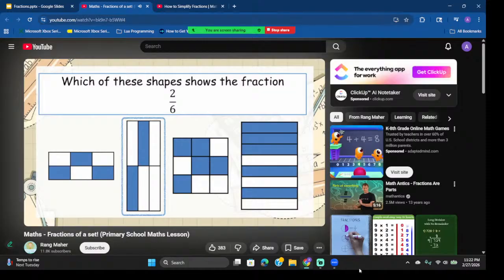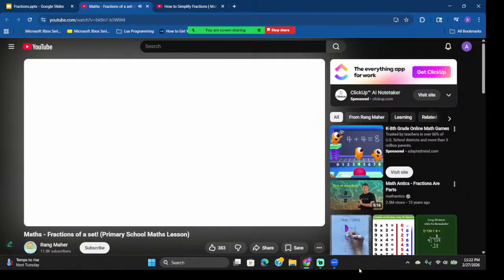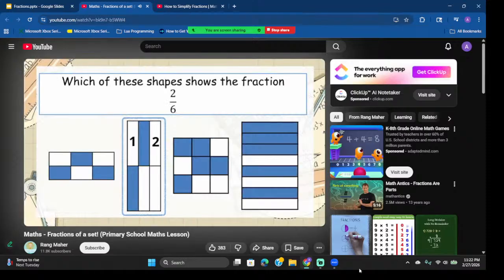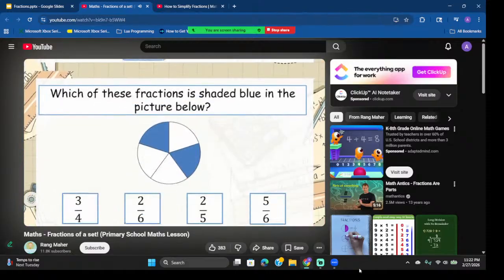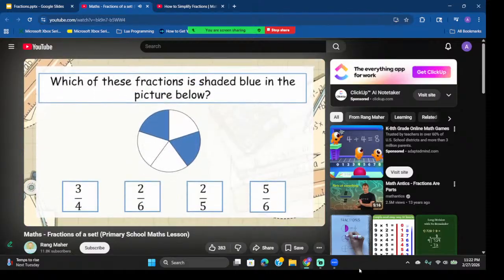Pause the video and see if you can figure that out. Well, did you get it correct? The answer, of course, is 4/6. 4 pieces out of 6. 1, 2, 3, 4.